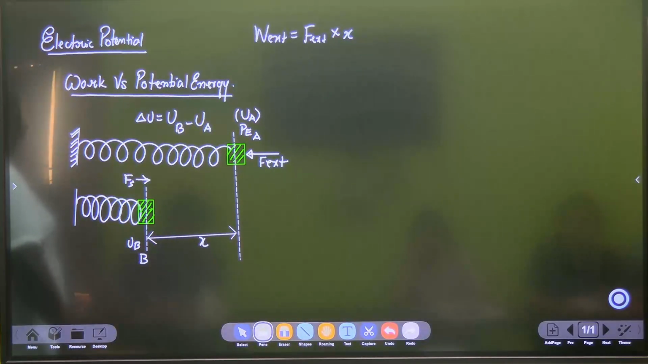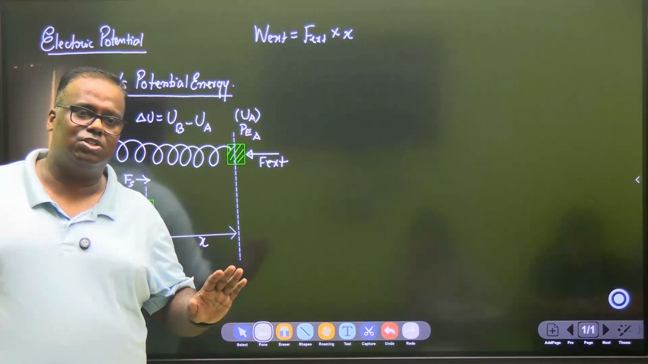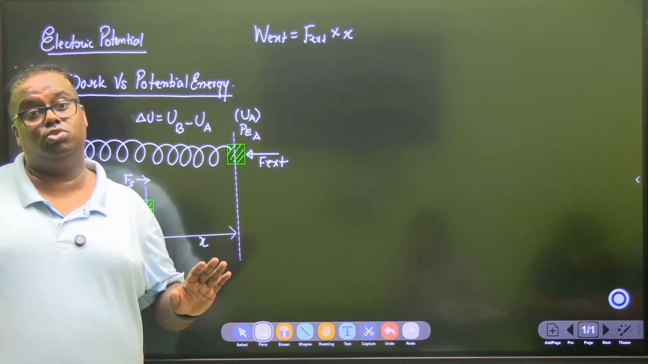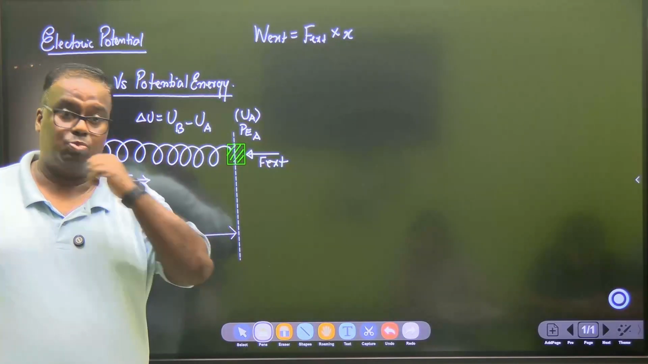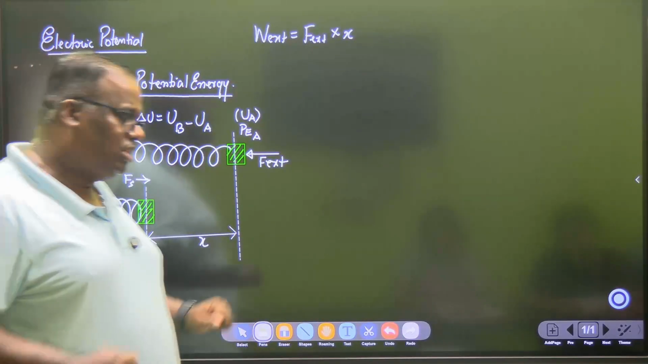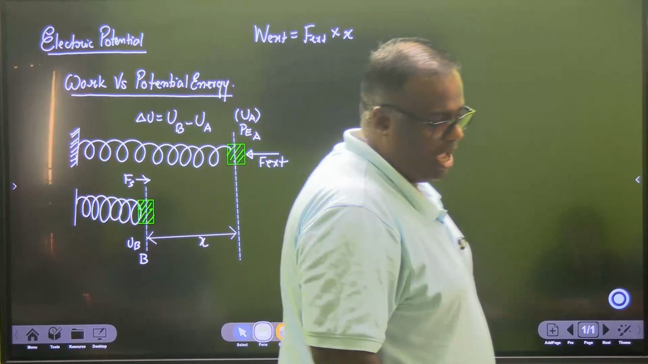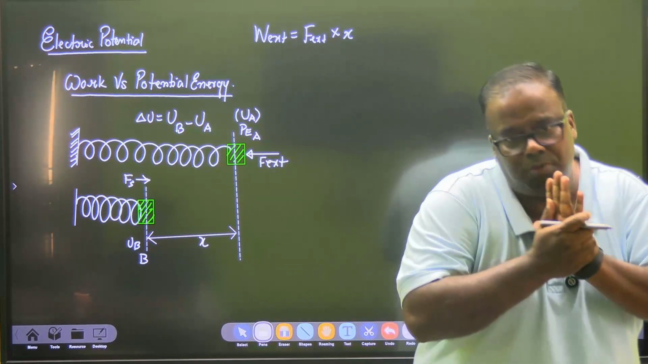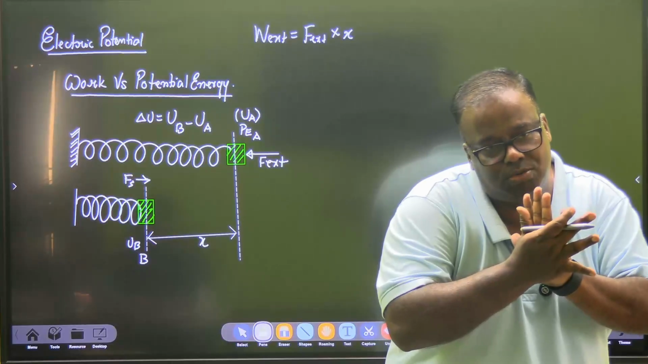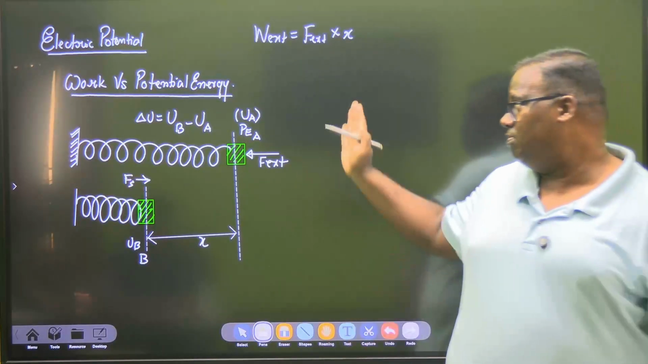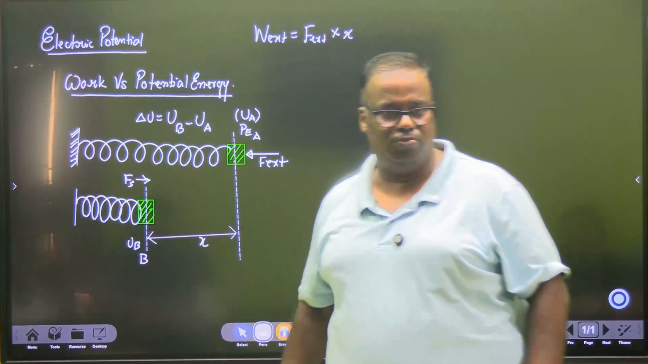Agreed? As I start compressing the spring, immediately the spring force also starts to develop. Now, I am not compressing it very fast, nor too slow. I am not overpowering the spring. I am just applying a force which is sufficient, equal to the opposing force. Do you agree?